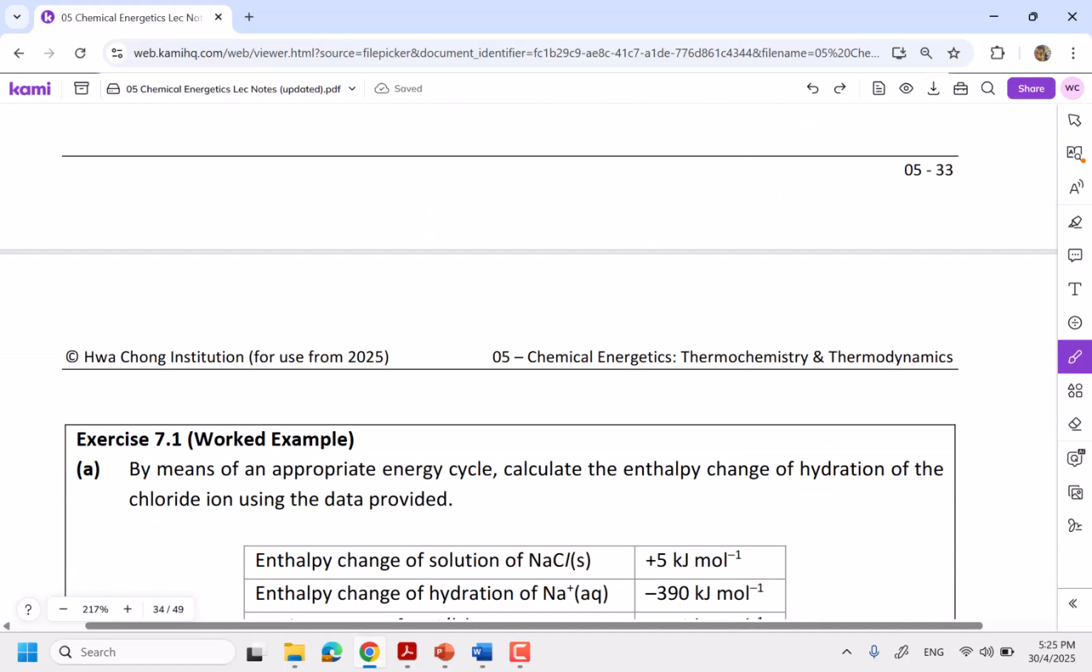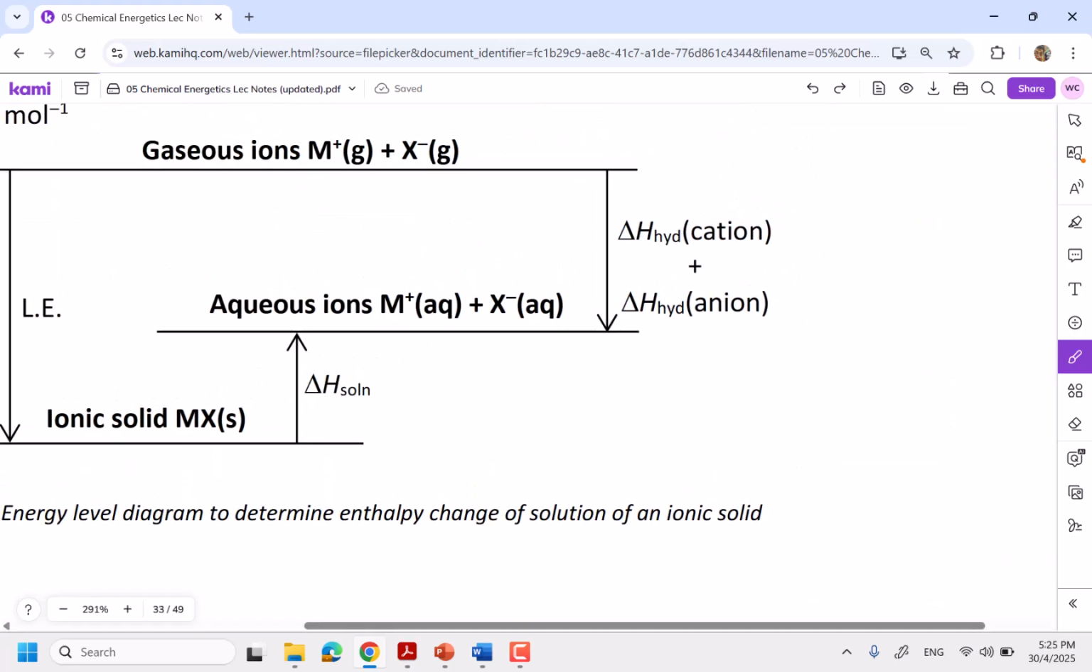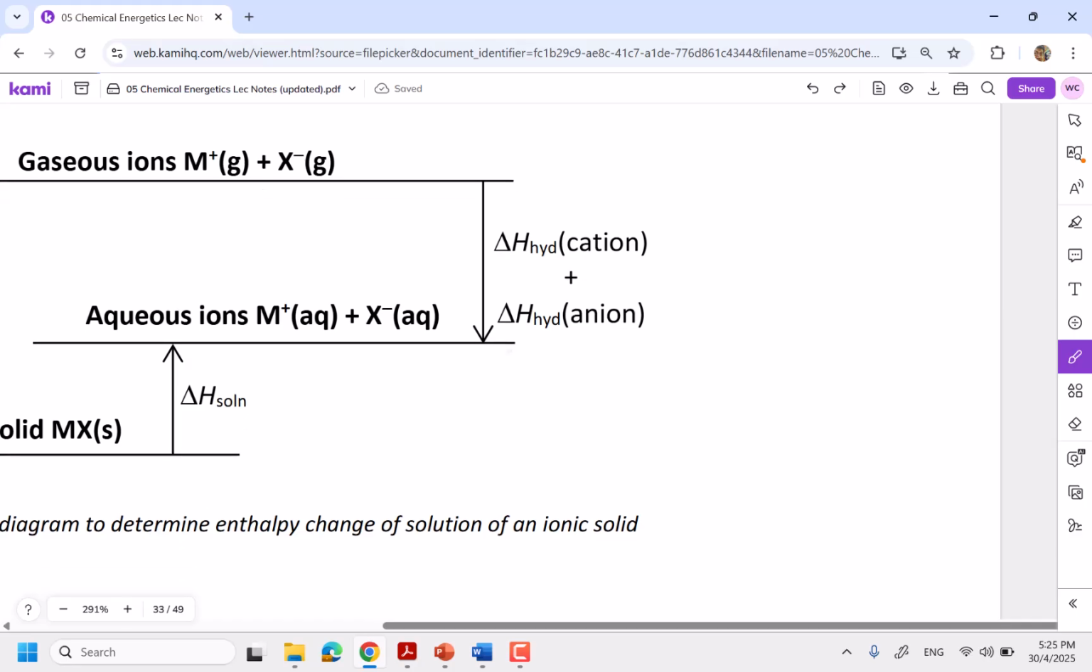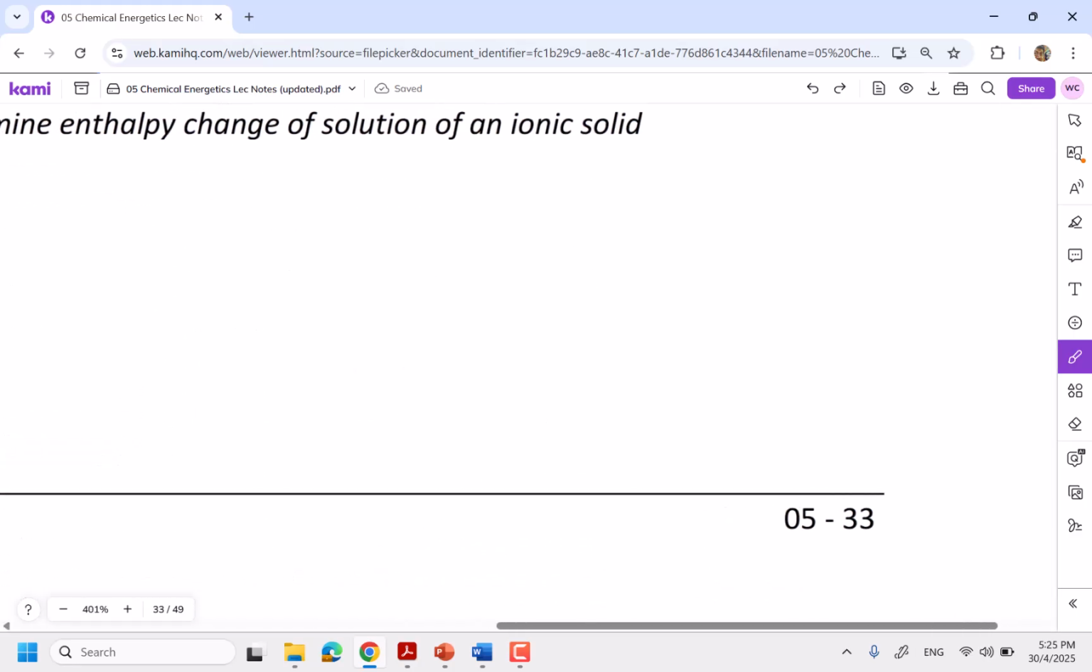Then there's a worked example here, which I think has an illustration, but I'm just going to combine some diagrams here so I hope you can see the thing as a whole, because I use sodium chloride. So I'm just going to draw for you the Born-Haber cycle, incorporating the enthalpy change of solution and hydration.